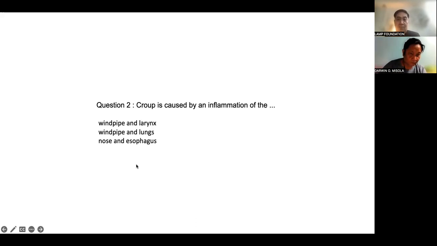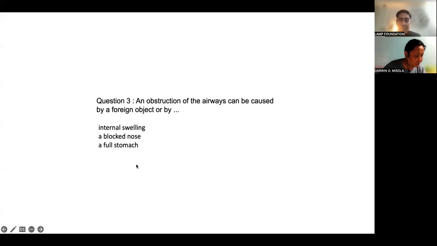Croup is caused by inflammation of the larynx. Larynx.